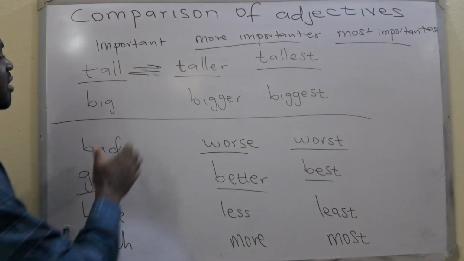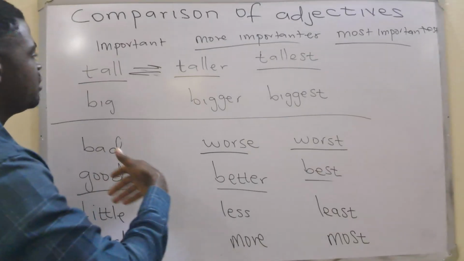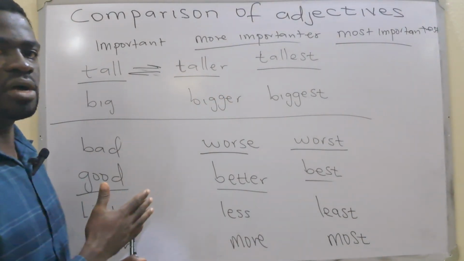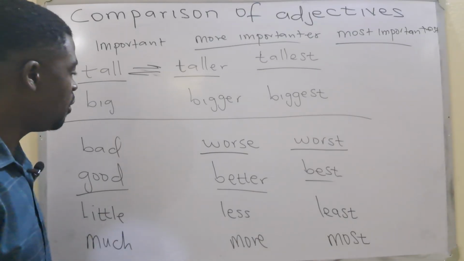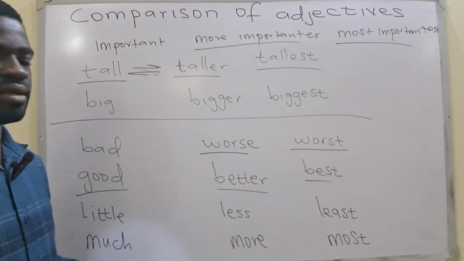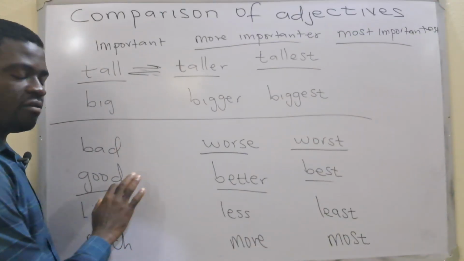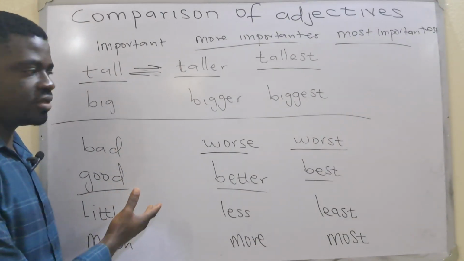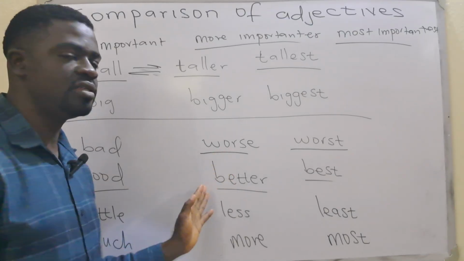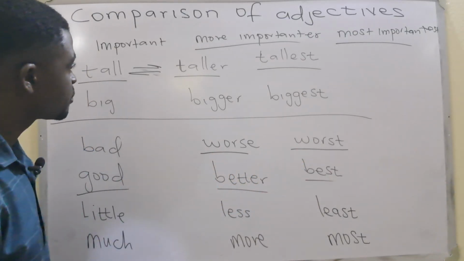Don't forget, these are the regular adjectives. You simply add your morphemes to indicate the comparative and superlative form. These ones are irregular, so instead, the form of the word will change completely to indicate the comparative and superlative form.